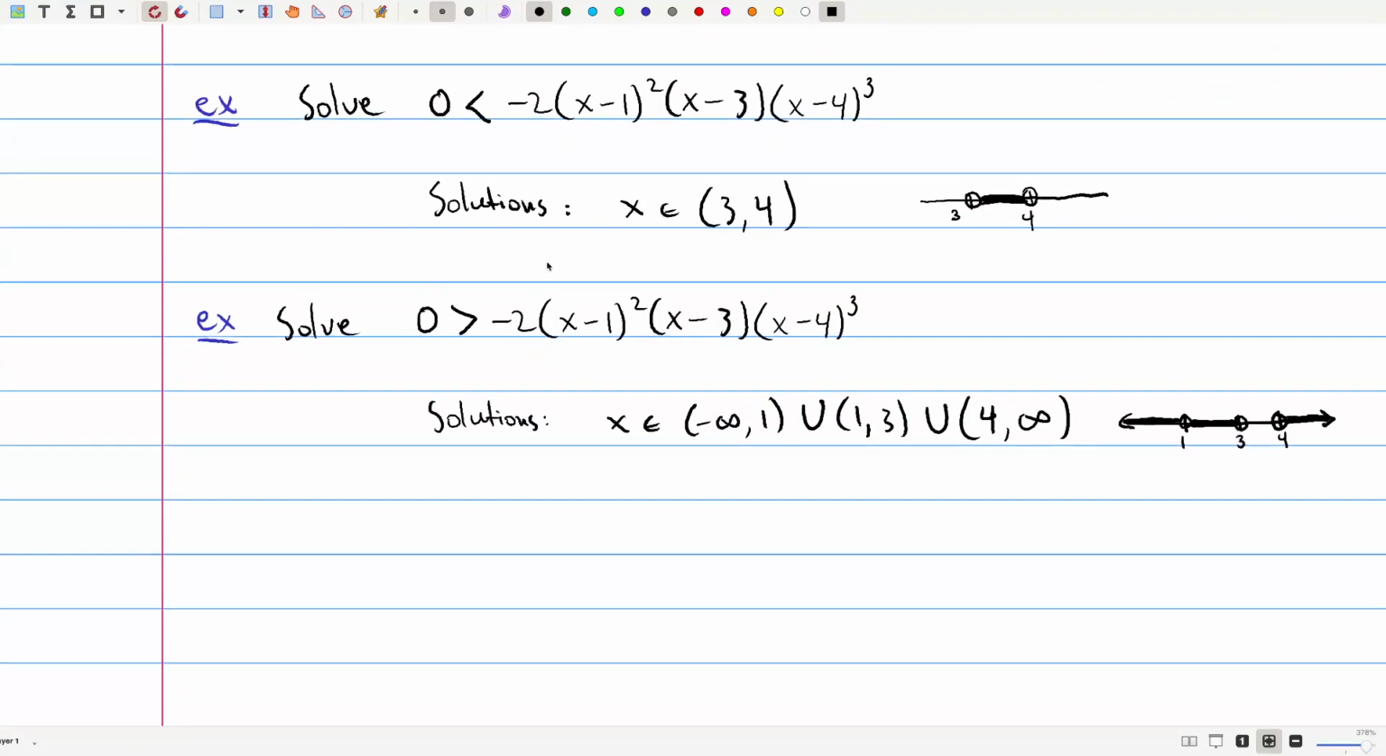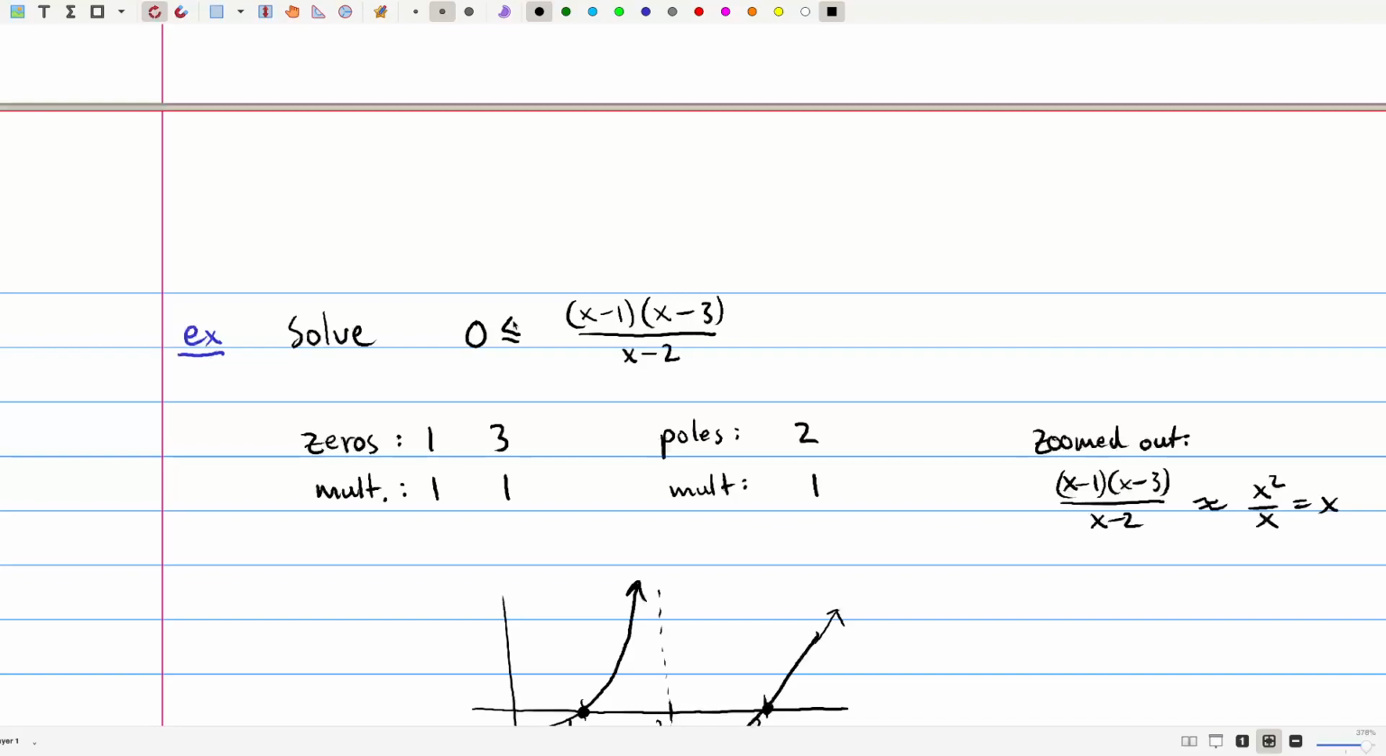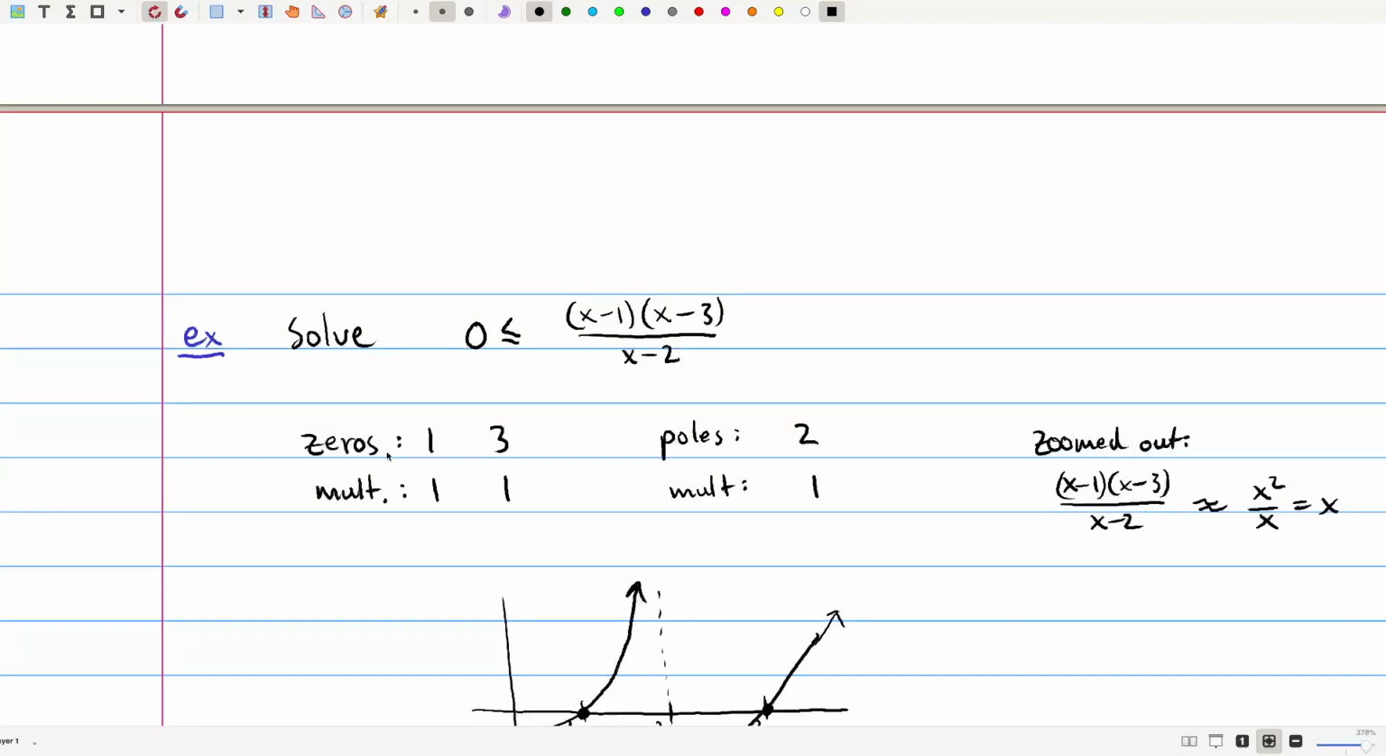Okay, so that was a polynomial inequality. And to finish off, let's look at a rational function inequality. So in this case, we want to know when is this rational function greater than or equal to 0. So we use the techniques from the previous video of creating a rough sketch of this rational function. And to do that, we find the zeros and the poles. So the zeros are the roots of the numerator, 1 and 3, and they each have multiplicity 1. And the poles are the roots of the denominator. The root is 2, and that also has multiplicity 1.